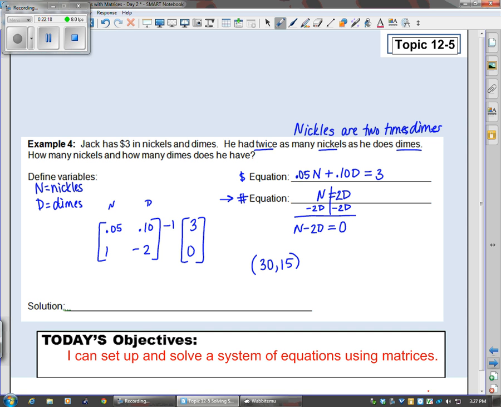This is why this is so cool, because when you're like, oh, when are we ever going to use this? Why do you ever need this? Okay, here's why, and here's how it works. These now have a meaning. This is your nickels and your dimes. So Jack has 30 nickels and 15 dimes. And in your smartness, you just figured that out.